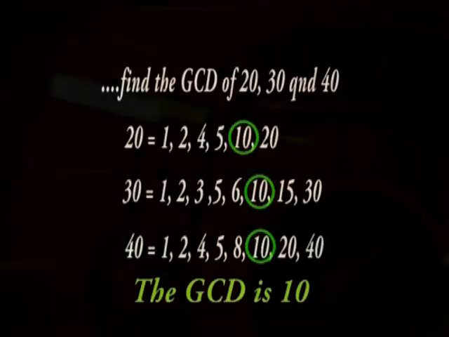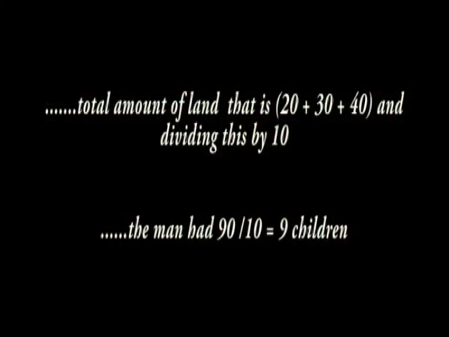For section B, if this happened, we can get the number of children by finding the total amount of land, that is 20 plus 30 plus 40, and dividing this by 10. Therefore, the man had 90/10 children.